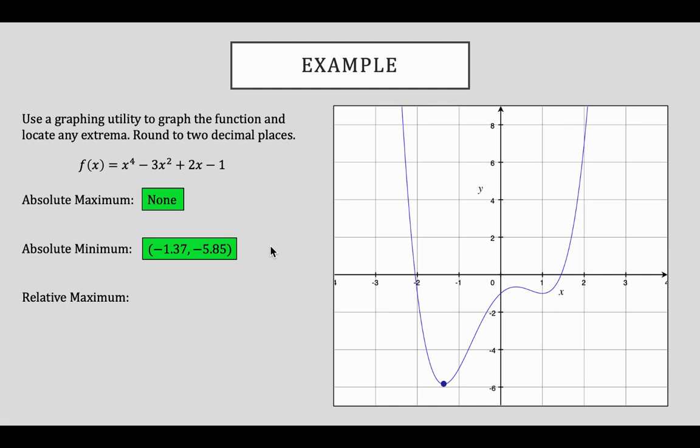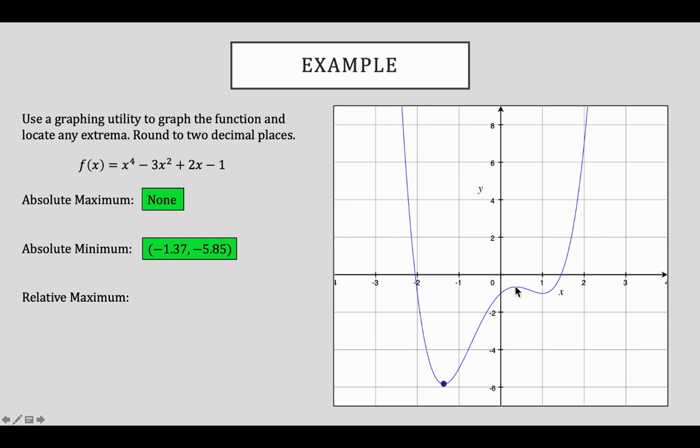What about relative maximums? Again, a relative maximum is any y value that is greater than or equal to the y values of the points that are immediately to its left and to its right. Looking at the graph, it looks like I have a relative maximum occurring right about here. Notice if I go to the left of this point, the graph goes down. If I go to the right of this point, the graph goes down. Relative to points immediately to the left and right of this peak, this is the highest value.